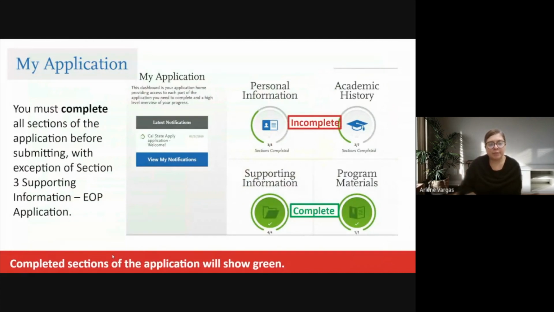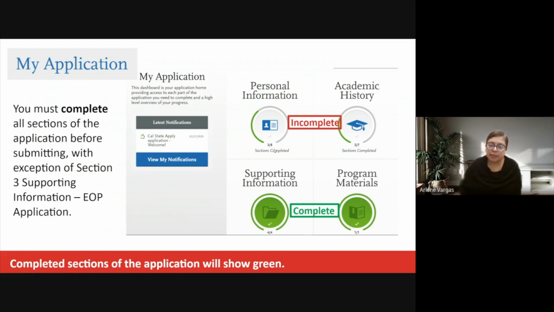So your application, you must complete all of the sections of the application before you submit, with the exception of section 3, supporting information as it relates to the EOP program application. That's the only piece that, remember, you can go back to and continue later. But here's an example of what you'll see when you log in.